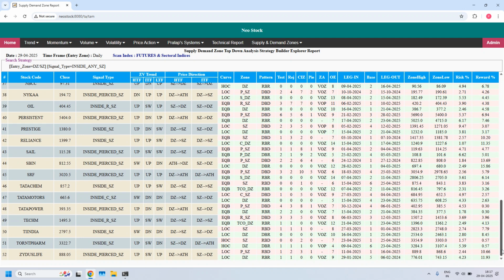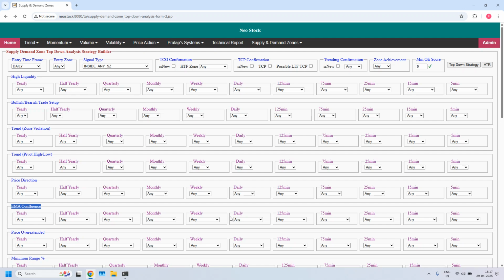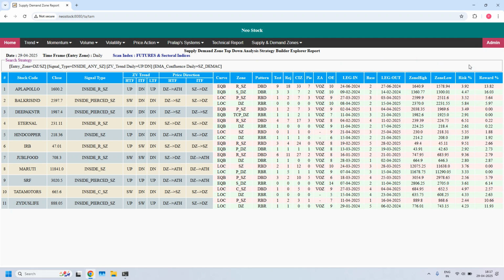So total 52 stocks are filtered. We can further filter this list based on daily supply zones having daily EMA confluence. In the EMA at daily, so with these filters, the list has come down to 11 stocks. So these 11 daily supply zones are having daily EMA confluence. Some of these daily supply zones are pierced supply zones. So this is about daily time frame.